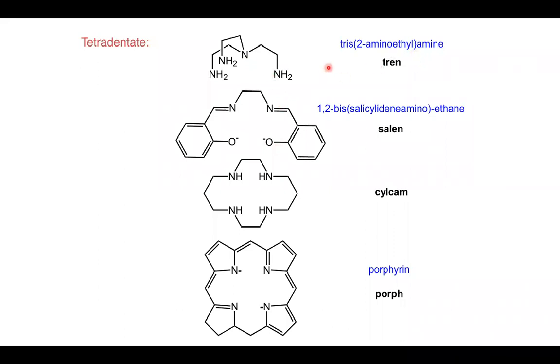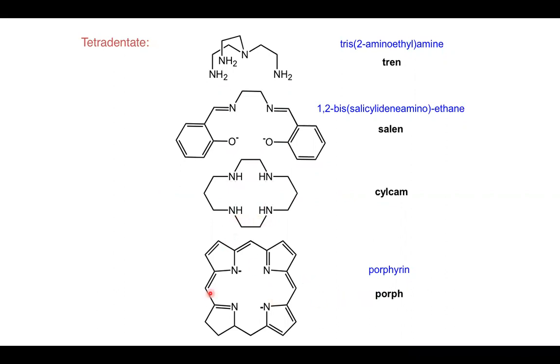So trien is tris(2-aminoethyl)amine. It has 4 nitrogens, 1, 2, 3, 4, each with a lone pair, each capable of bonding to a metal. 1,2-bis(salicylideneamino)ethane, salen, again has a nitrogen with a lone pair, a nitrogen with a lone pair, and these 2 oxides. They're capable of forming 4 bonds to a metal. Salcam, here, is again the same thing, 4 nitrogens, all with lone pairs.